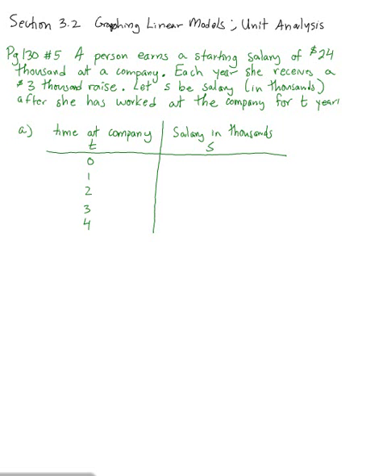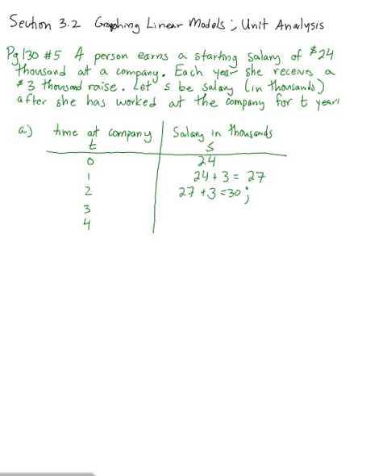So when time is 0, a person earns a starting salary of $24,000. So her starting salary would be $24,000. At the end of a year, she gets a raise. So she would have 24 plus, she would get an extra $3,000. That would be $27,000. At the end of year 2, she gets another raise. So there's a couple of different ways I could write this. I could write this as 27 plus 3, which of course would be 30.